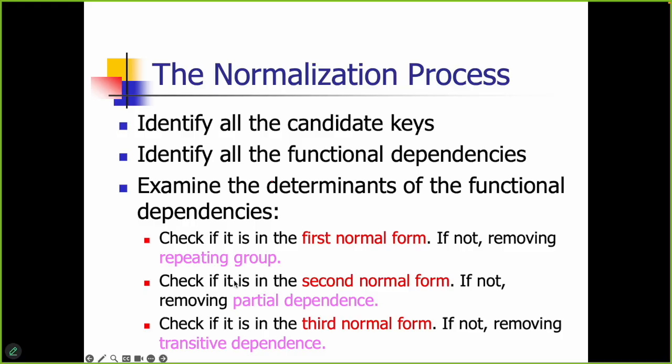And then you check if the table is in second normal form or 2NF. If it is not, we have to remove partial dependencies, because 2NF means the table has no partial dependency. And finally, check if your table is in 3NF or third normal form. If not, remove the transitive dependencies.